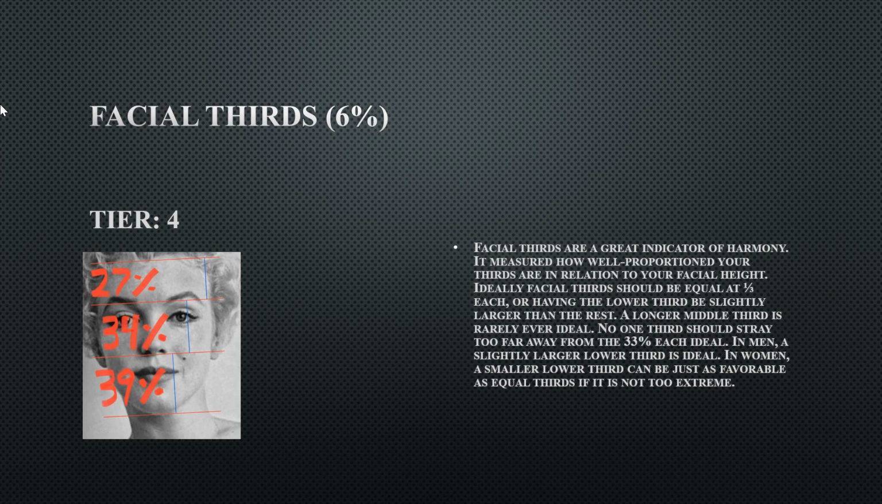dimorphism is because her lower third is more dominant than her middle third. Now, preferably you want your middle third to be longer than your lower third. So this is only going to suit a man, but it's not going to suit a female, because you want your middle third to be the longest third of them all, not your lower third.